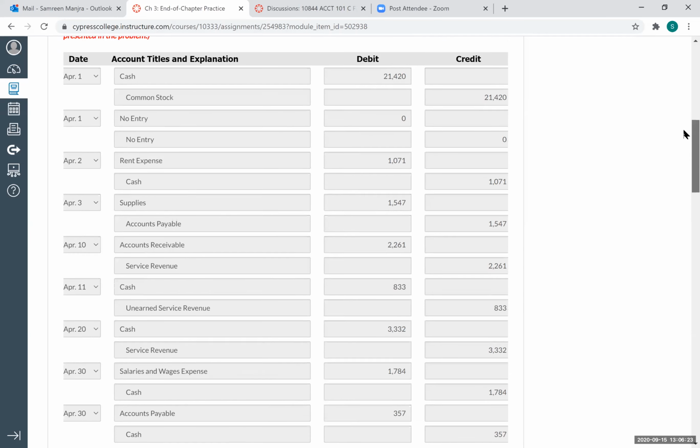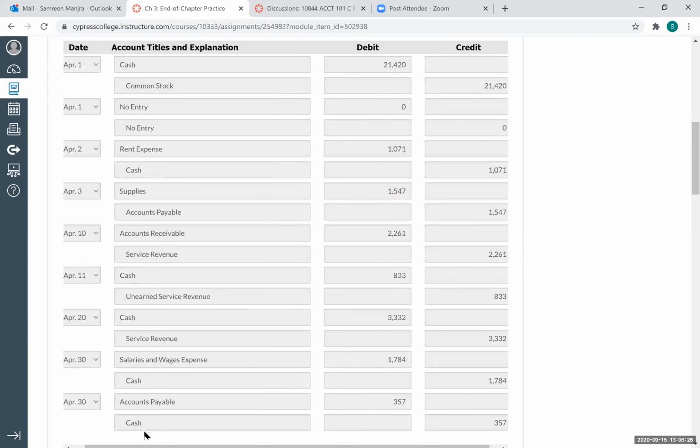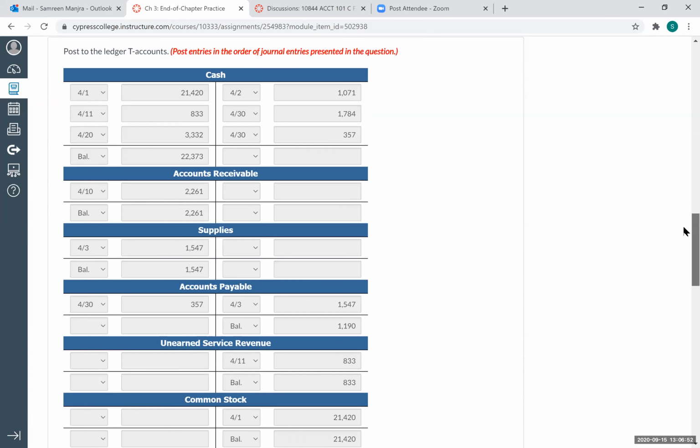So for example, on April 1st, we have a transaction that impacts cash and common stock. So in my T accounts, I'm going to note the first thing is on April 1st, I impacted cash, and the debit amount is $21,420. So when I scroll down to my Ledger T accounts, for cash, I'm going to include the date of April 1st, and I will include that amount of $21,420.